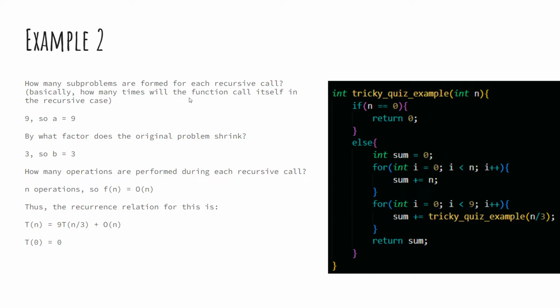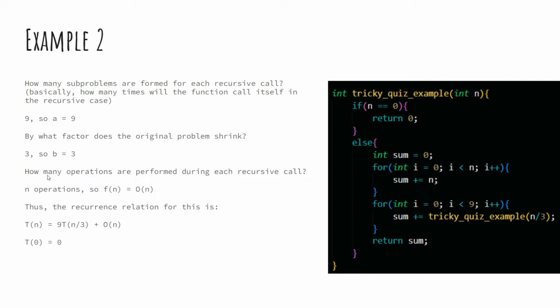Here a is the number of times the function will call itself in the recursive case. This is a loop which gets called 9 times, so that's how we get a is equal to 9. Then, by what factor does the original problem shrink? The answer is 3, because a problem of size n becomes a problem of size n by 3, so it shrinks by a factor of 3.